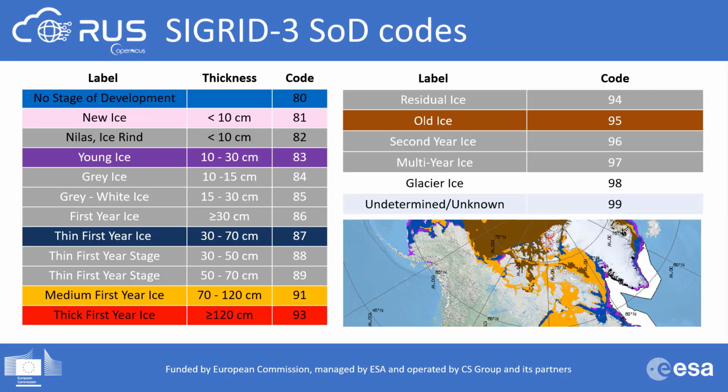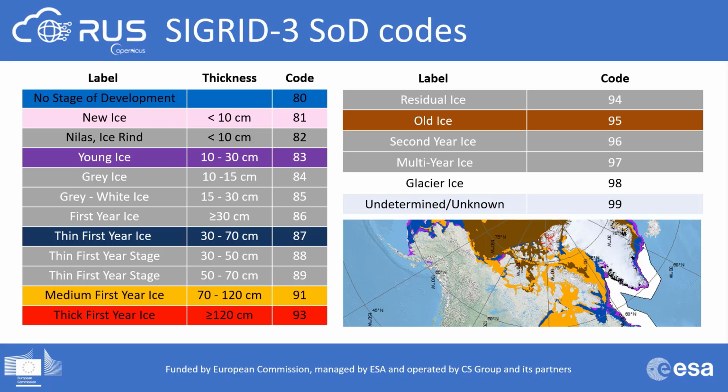Now, in this table, you can see the codes that are used in the weekly primary stage of development chart, which is provided by the US National Ice Center and which we will be using to train our model. In the screenshot or in the image on the right side, you can also see a little subset of the ice chart provided in image form.